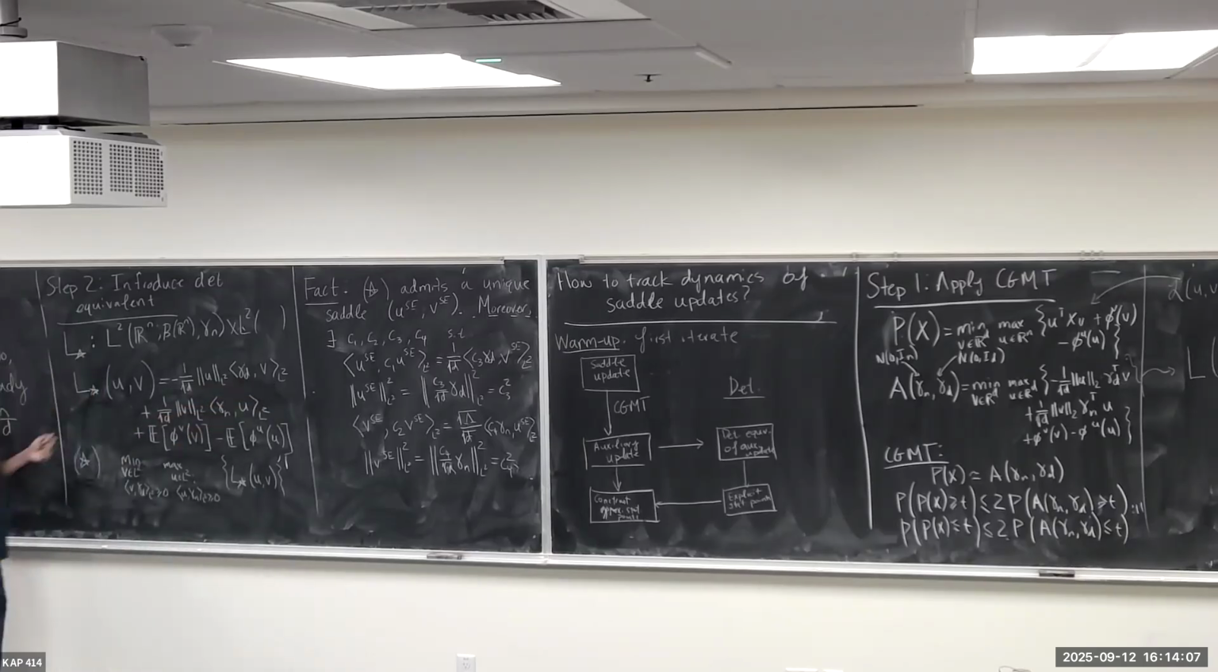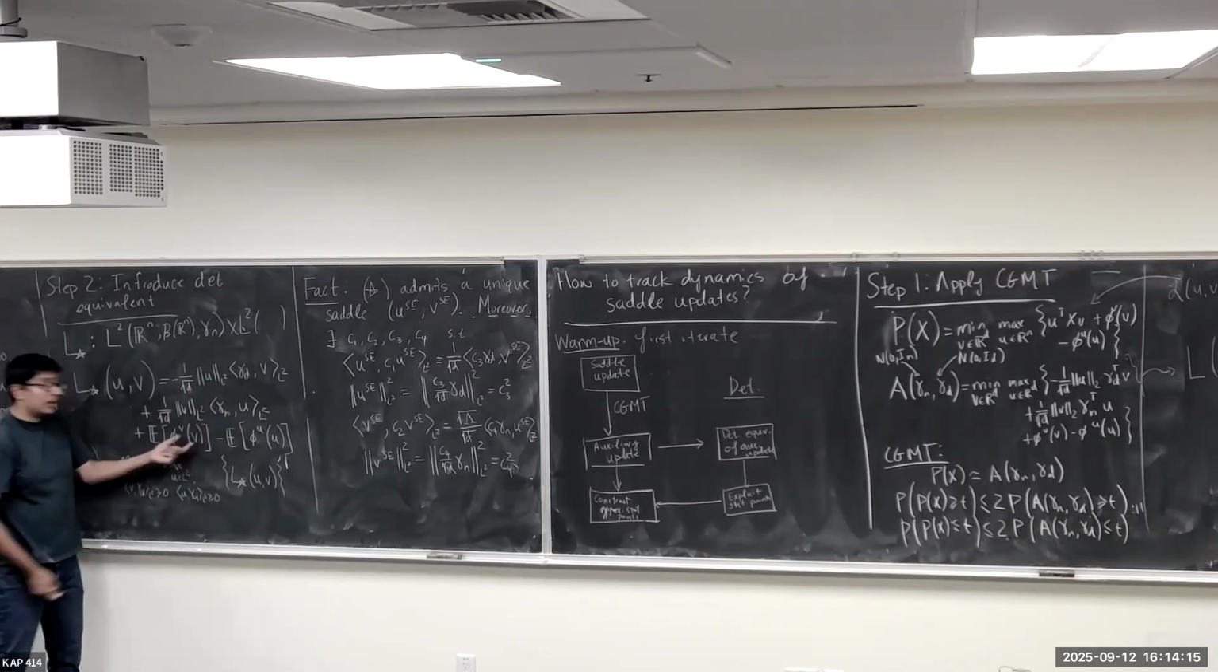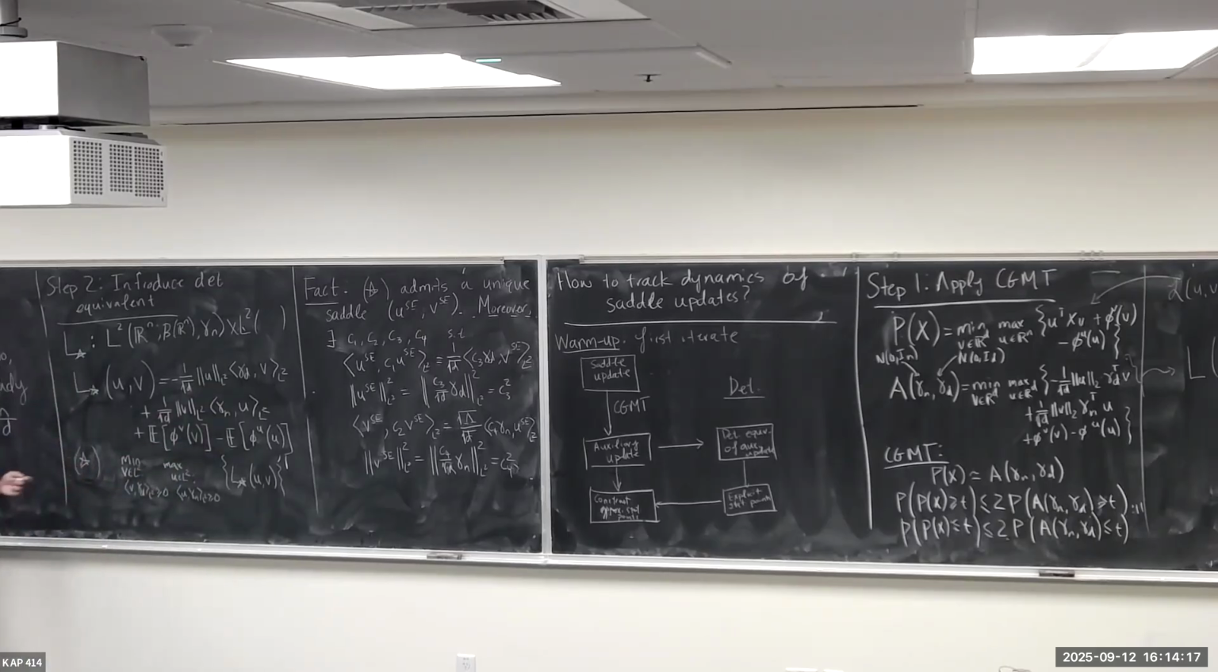So the phi of V, phi of U are random? The phi of V, because V is random. Yes. So V is random, that is still random. So is the U, V in L star random or not? Yes, these are random vectors. These are random vectors, but the L star quantity is deterministic.